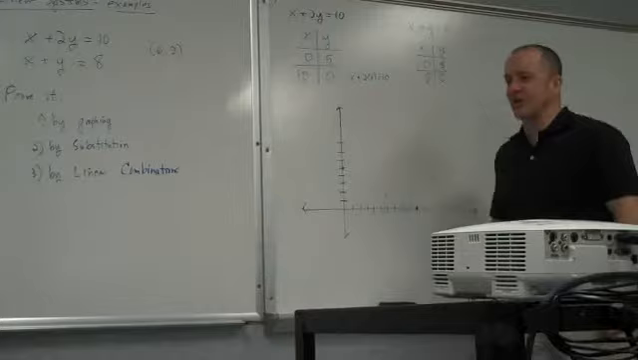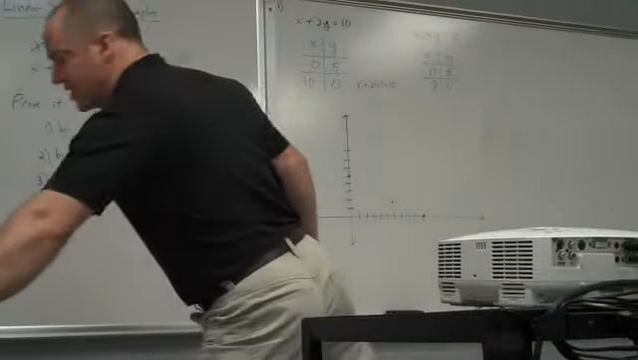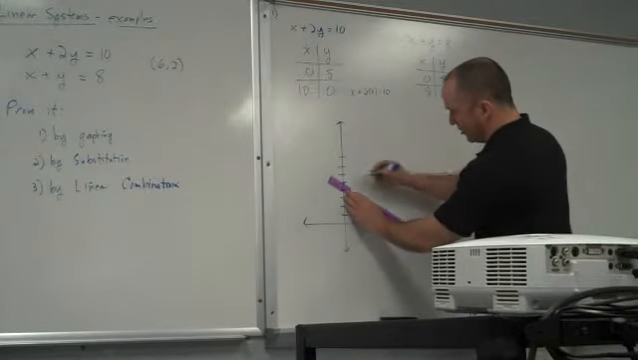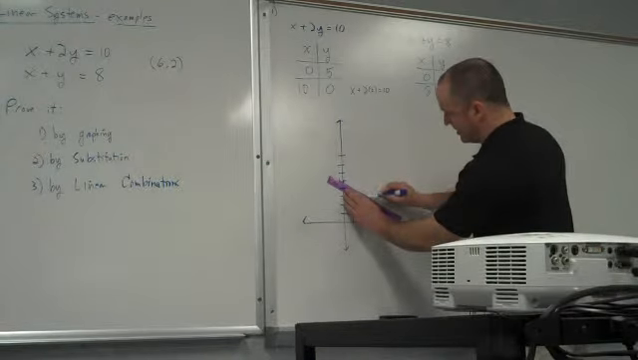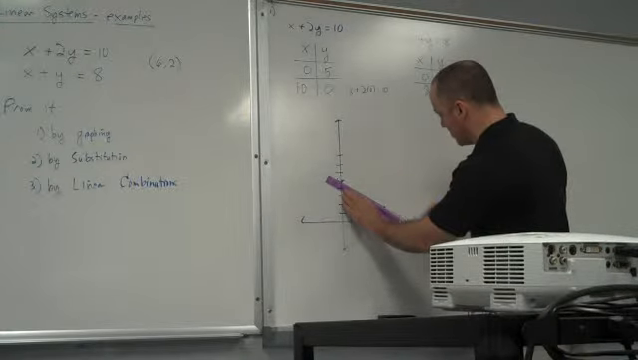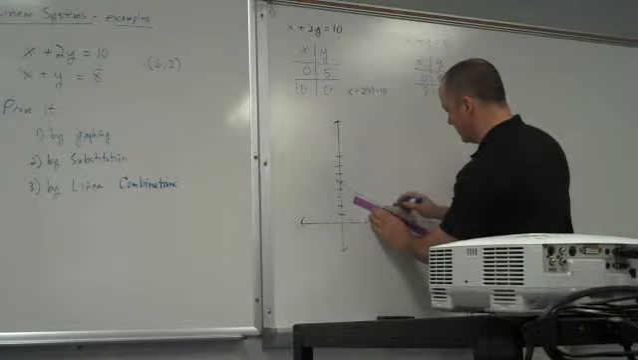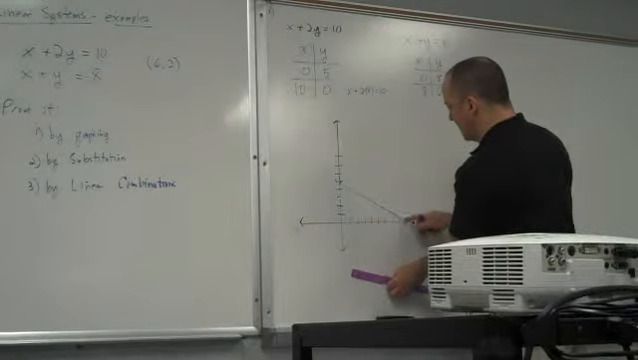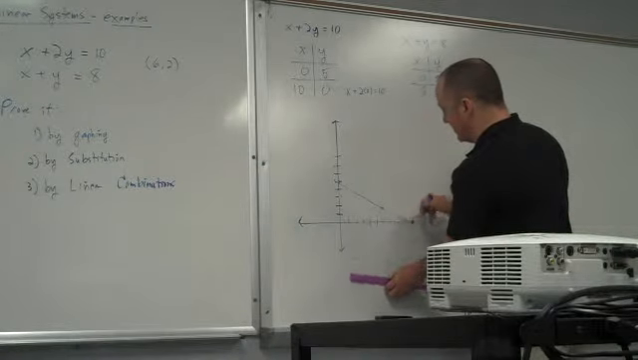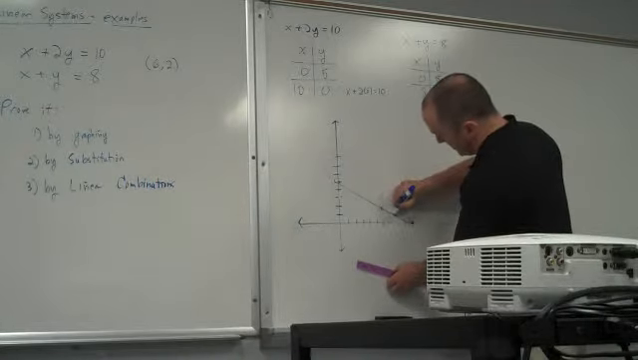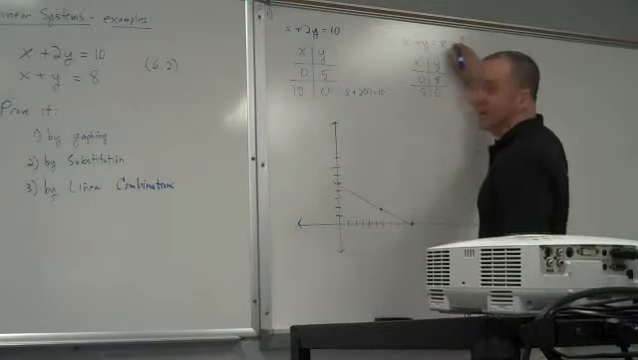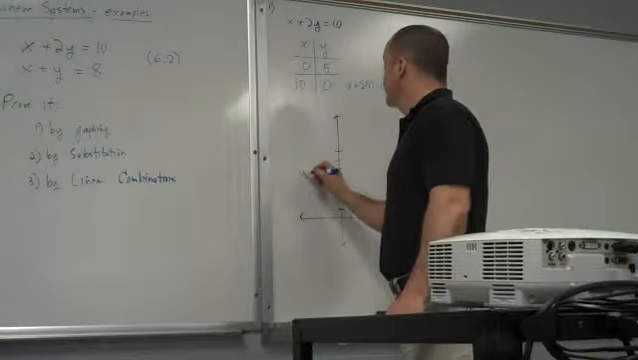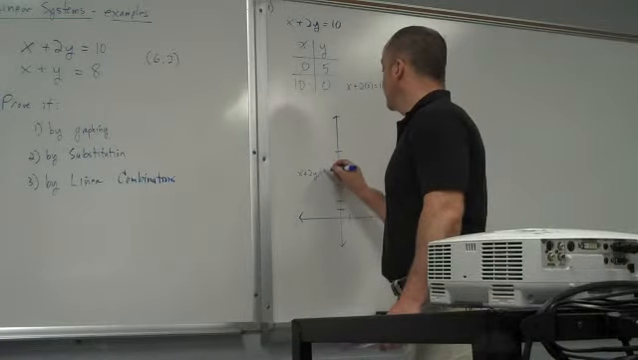So now I need to connect all 3 of these. Borrow Jenny's ruler here. How does 8 fit in? The answer, Jenny, is it doesn't yet, because I haven't graphed this line. This is just the line which I'm going to label x plus 2y equals 10.